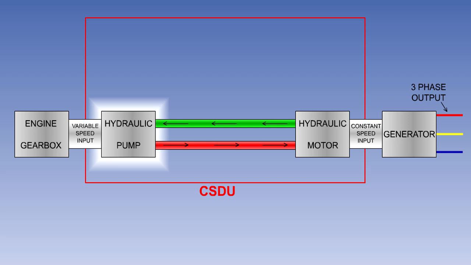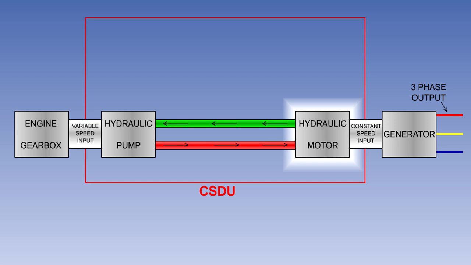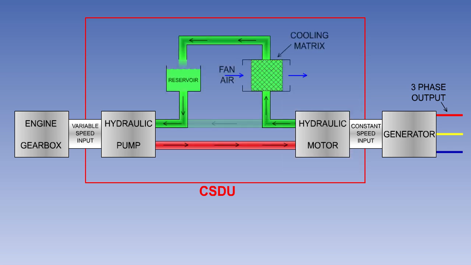The CSDU consists of an engine-driven hydraulic pump, the output of which drives a hydraulic motor, which in turn drives the AC generator. Hydraulic pumps and motors are fully explained in the hydraulic systems lessons. The oil, as well as being the fluid through which the mechanism operates, is also used for lubrication and cooling. It is contained within its own reservoir, entirely separate from the engine oil system. The oil circulates through an oil cooler, which uses ram air, or, on a bypass engine, fan air, as its cooling medium.